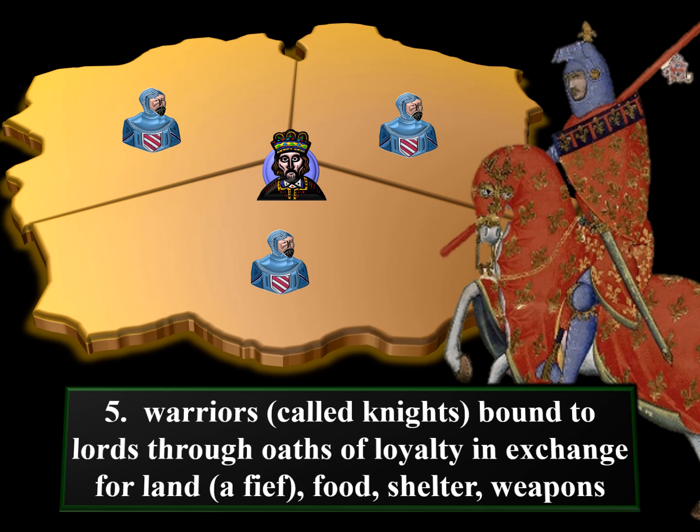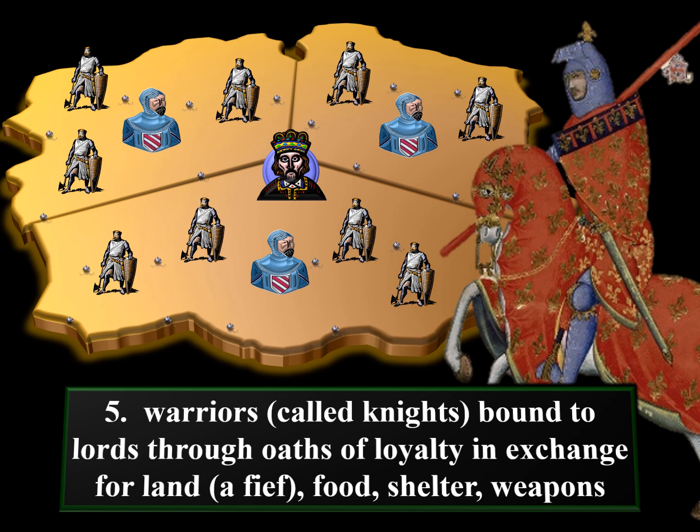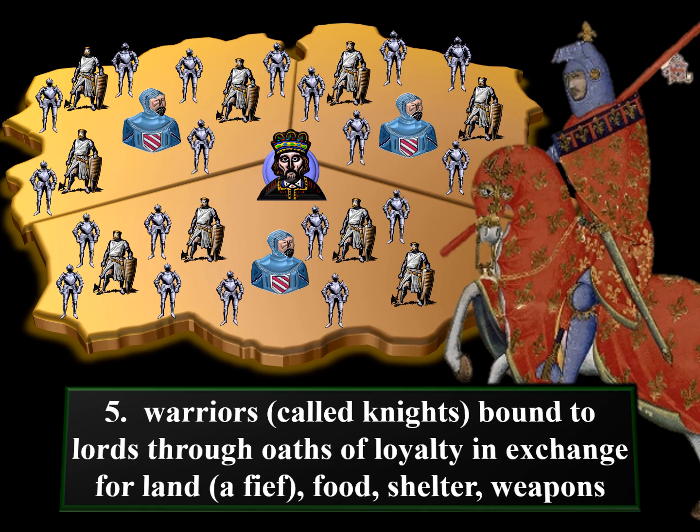Like I said, warriors were called knights. They were bound to the lords through oaths of loyalty in exchange for that piece of land, a fief, food, shelter, and weapons. And there you see how many they would have.